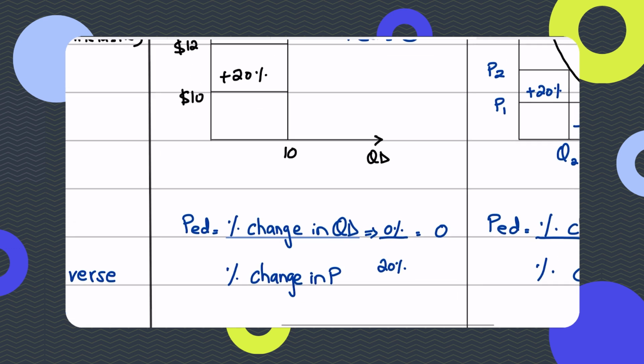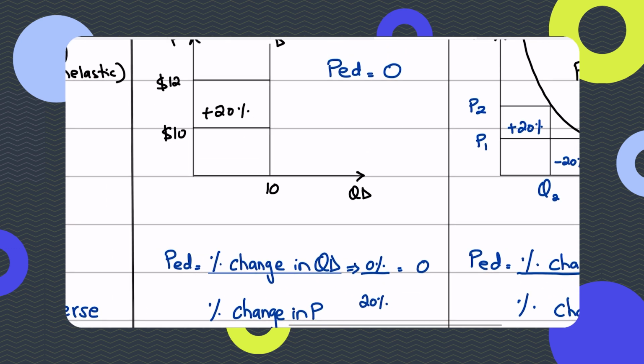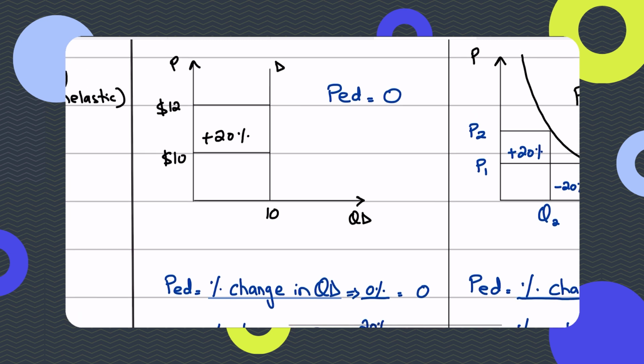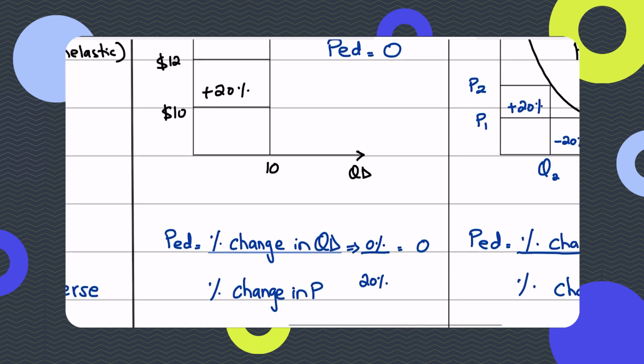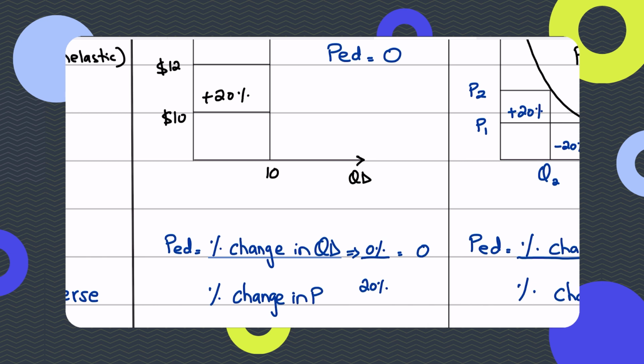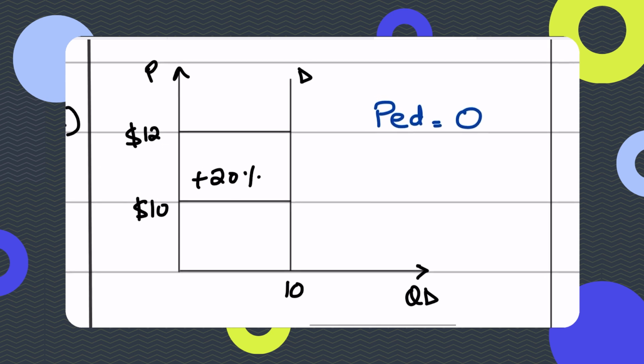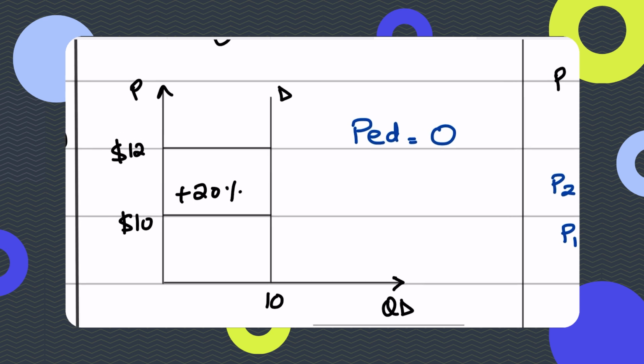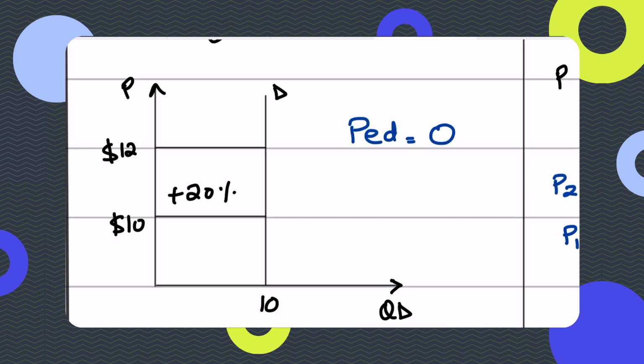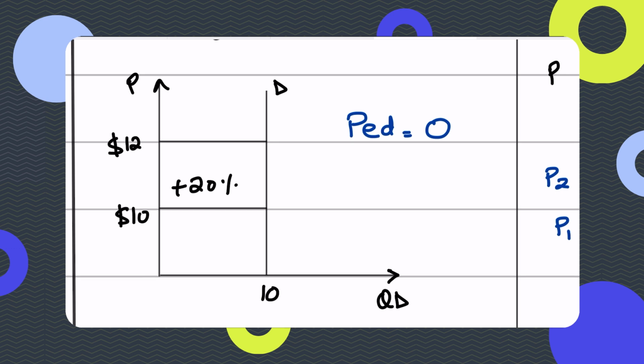If you put this in the formula, percentage change in quantity demanded, there's 0% change in quantity demanded because there is no change in QD, so it's 0 divided by the percentage change in price, that is 20. The simple math rule says that 0 divided by 20 would be 0. 0 divided by anything would be 0. That is why the PED is equal to 0. It simply reflects that quantity demanded does not change at all, even if the price rises or falls. The economic intuition behind this is that consumers must buy the same amount no matter what the price is.